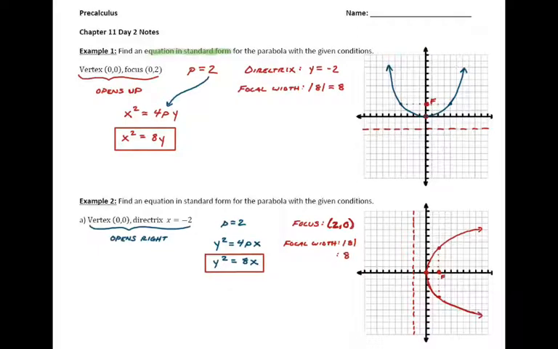And then I can verify this equation, y squared equals 8x, gives me this graph, has a focus and directrix that are 2 units away from the vertex, that's my p-value, and then opens to the right because my p-value in this case would be positive.